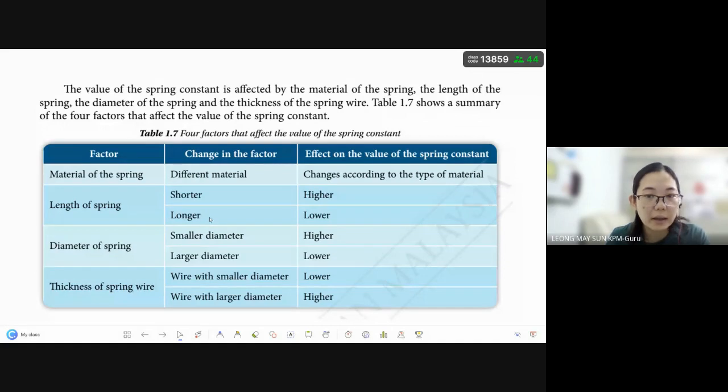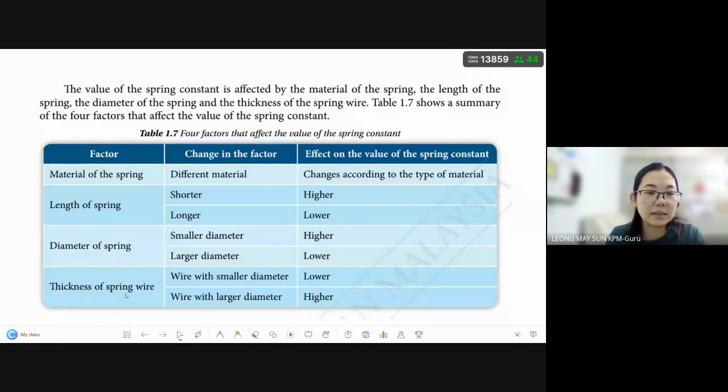A longer spring means a lower spring constant. Lower spring constant means you just need a little bit of force and it will extend very long, which means it's less stiff. Then the diameter of the spring. The difference between the diameter of the spring and the thickness of the wire is that the diameter of the spring means overall whether the spring is big or small. If the diameter is small, the spring constant is high. If the diameter of the spring is bigger, the spring constant is lower, meaning it's less stiff.